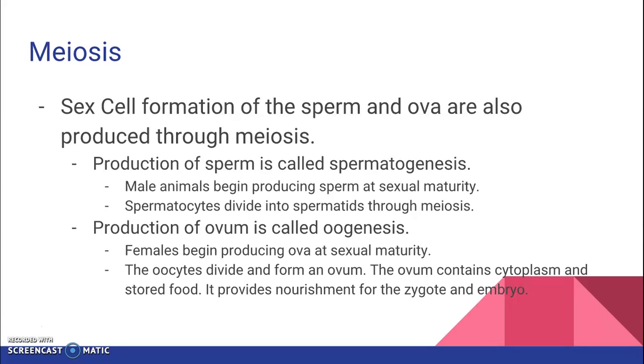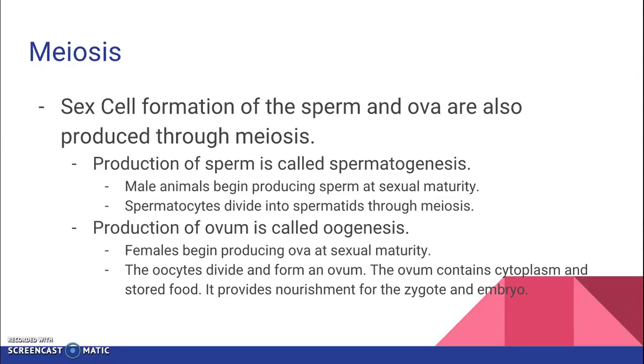Production of ovum is called oogenesis. Females will begin producing ova at sexual maturity. The oocytes divide and then form an ovum, which is your egg. The ovum contains cytoplasm and stored food. So this is actually how the zygote survives for a little while until it attaches to the uterine wall.